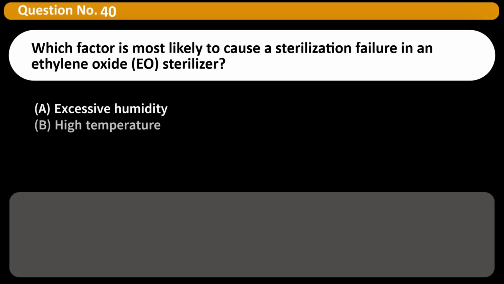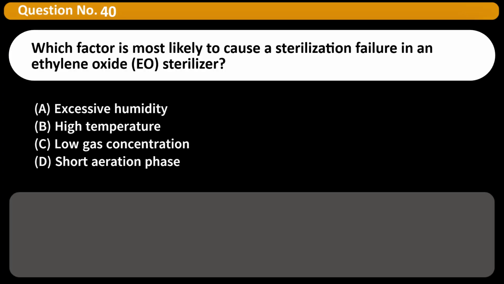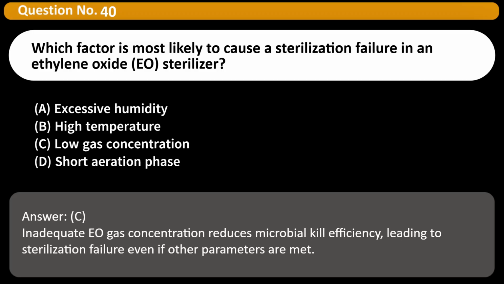Which factor is most likely to cause a sterilization failure in an ethylene oxide (EO) sterilizer? A. Excessive humidity. B. High temperature. C. Low gas concentration. D. Short aeration phase. Answer C. Inadequate EO gas concentration reduces microbial kill efficiency, leading to sterilization failure even if other parameters are met.